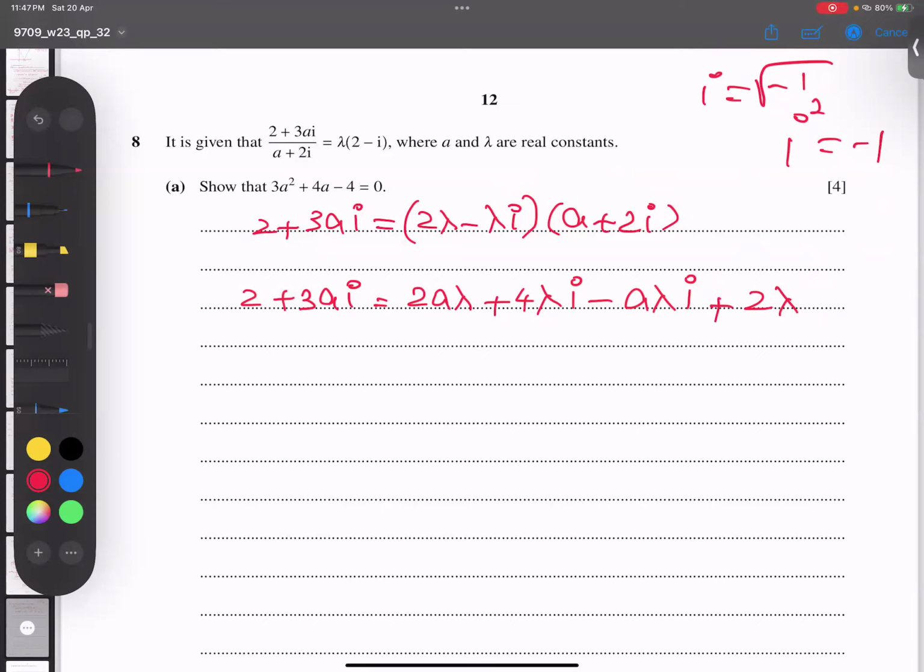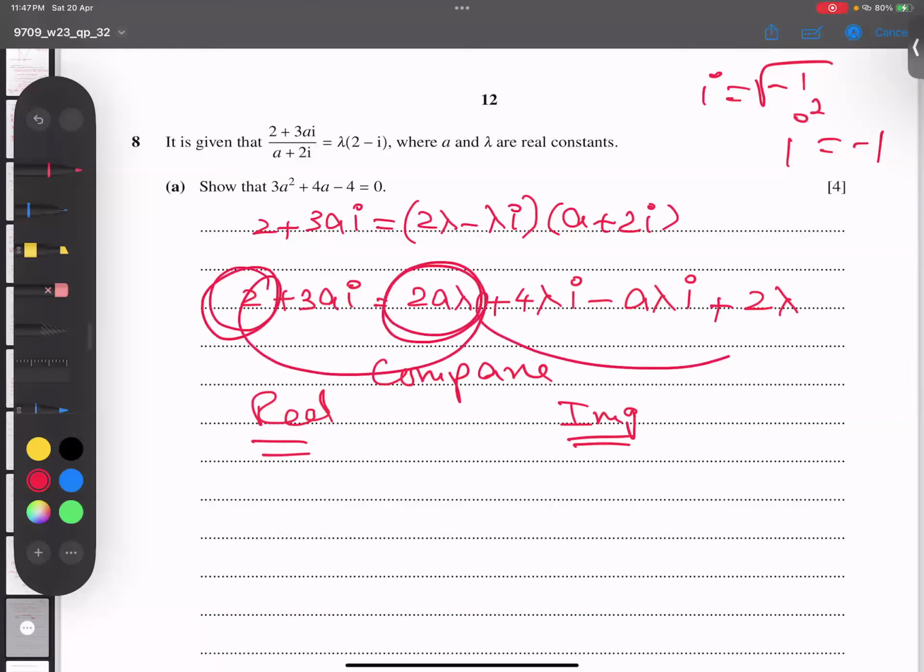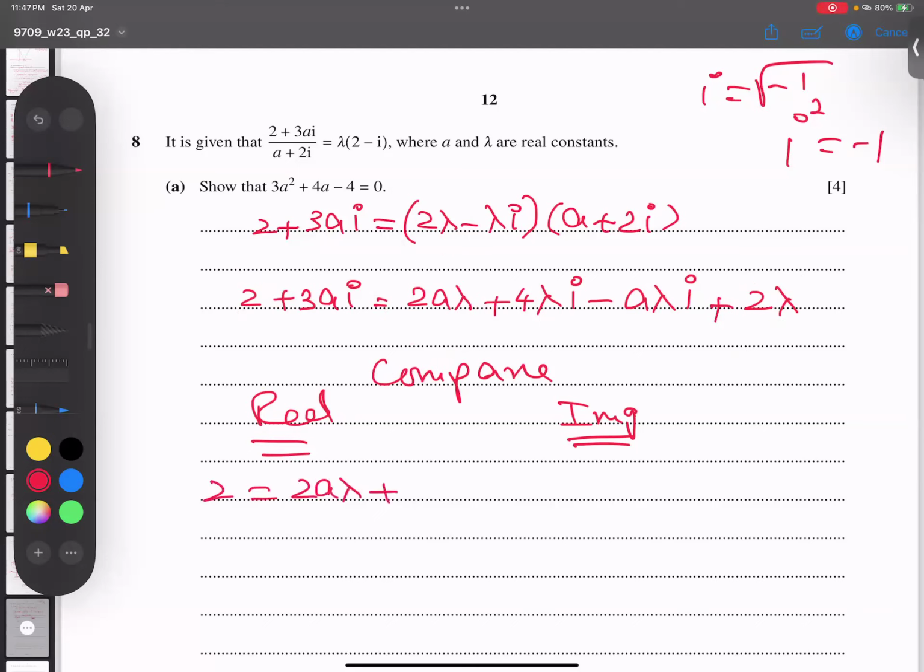So student, after this, now I will just compare the coefficients, compare a real part. So what is a real part and what is an imaginary part? Real part means without iota. So 2 equal to 2a lambda plus 2 lambda. I believe you got the point. And imaginary means with iota, but I will not take iota. 3a from the left side equals 4 lambda minus a lambda. I think the idea is very clear.